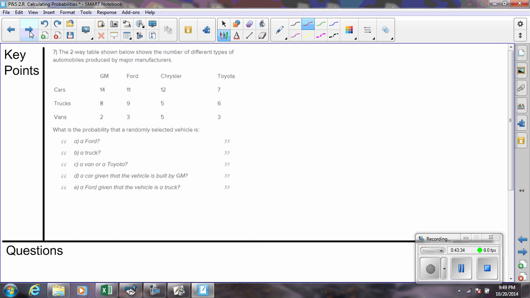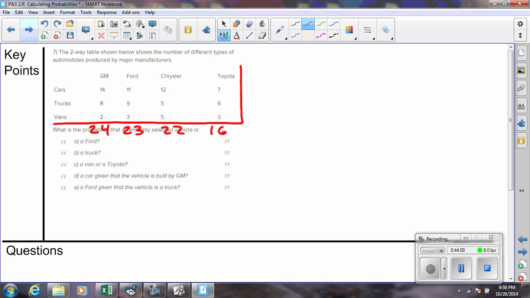Question 7, here's another two-way table. And what do you always do right away at the start of a two-way table? Get the row and column totals. We're always going to use them. So 14 plus 8 plus 2, that's 24. 11 plus 9 plus 3 is 23. 12, 5, 5 is 22. 7, 6, 3 add up to be 16.